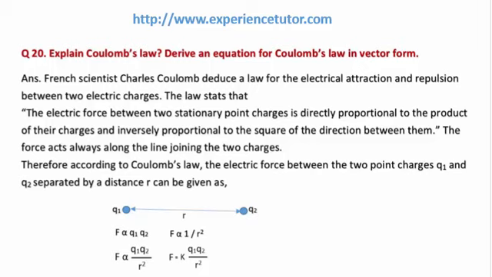Question number 20. Explain Coulomb's law. Derive an equation for Coulomb's law in vector form. French scientist Charles Coulomb deduced a law for electrical attraction and repulsion between two charges.